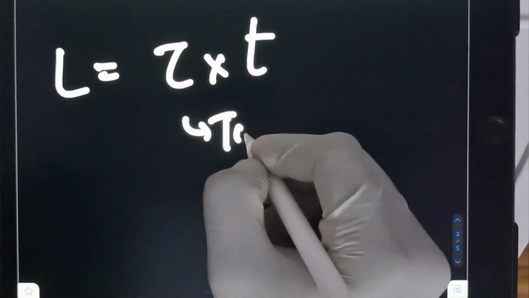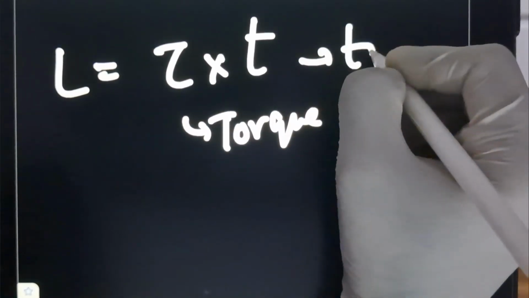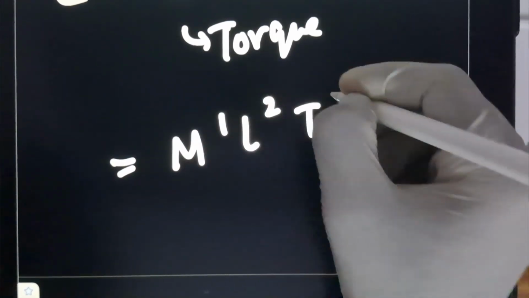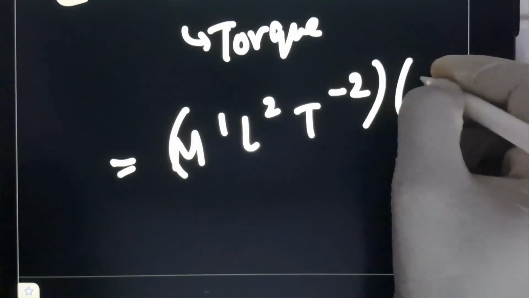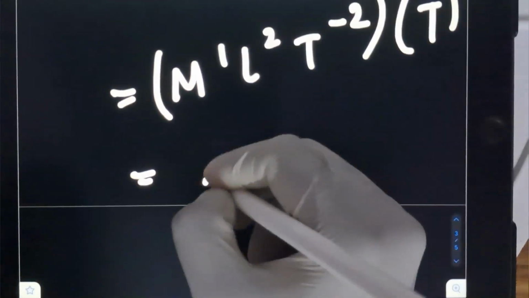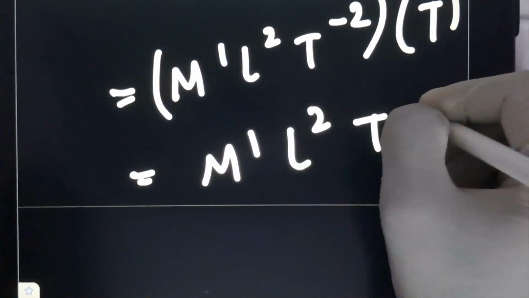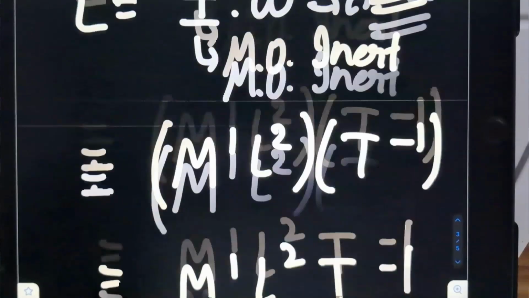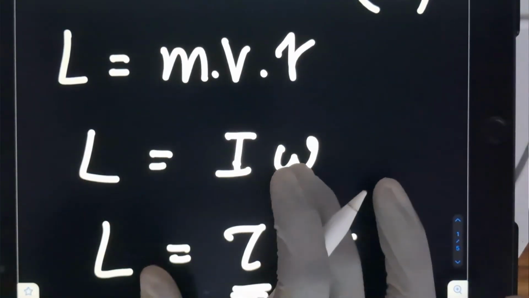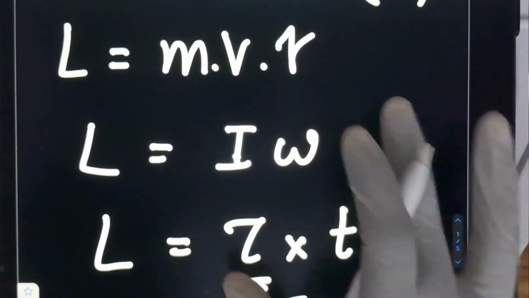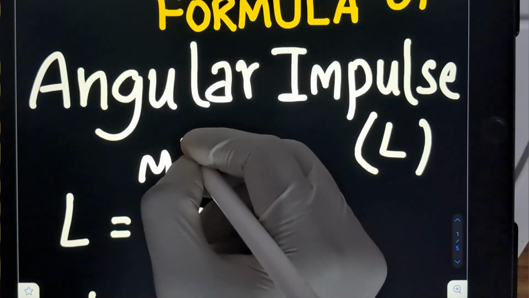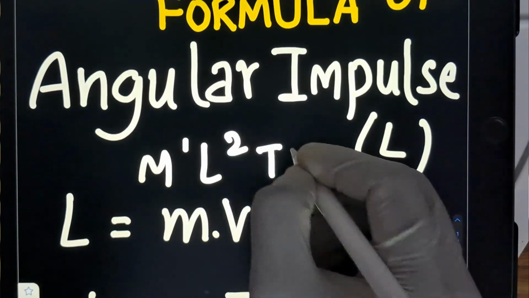L is equal to torque into t, where t represents time. Now the torque dimensional formula is M^1 L^2 T^-2 and time t. So here on cancellation we get M^1 L^2 T^-1. We can derive the angular impulse by using any of these three formulas. If you know one formula, you can derive the angular impulse dimensional formula easily. The dimensional formula of angular impulse is M^1 L^2 T^-1.